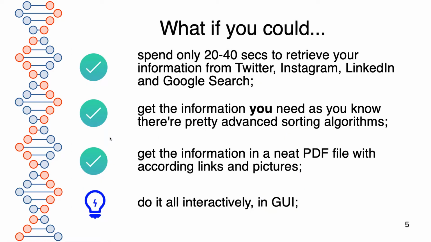What if you could spend only some time to retrieve specific information about a person from Twitter, Instagram, LinkedIn, Google search, while being sure that you'll get the information you need, because there are sorting algorithms that will programmatically sort and remove people you don't need. You'll get that information about the person you need in a neat PDF file with corresponding links and pictures. So there is no hassle with programming data. You don't even need programming knowledge because you can do it all interactively in a GUI. Sounds like a miracle, but it's not a miracle.